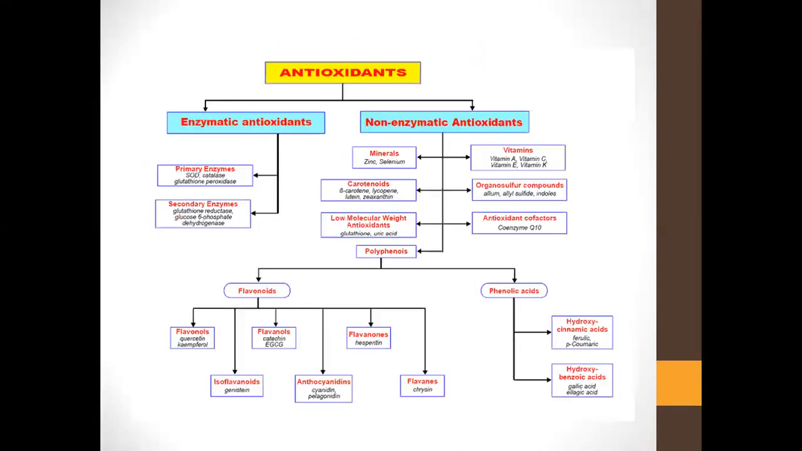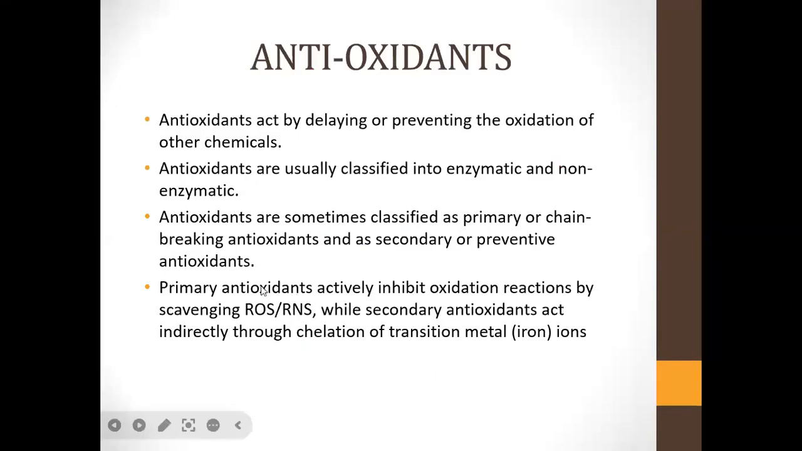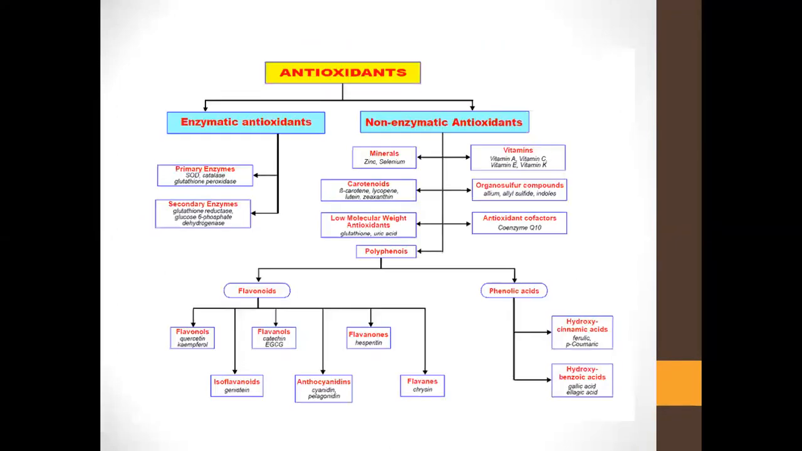This table is very important. This is the general classification of antioxidants. Look here. Antioxidants are classified into enzymatic antioxidants and non-enzymatic antioxidants. Enzymatic antioxidants are further classified into primary enzymes and secondary enzymes. Primary enzymes are the chain breakers, while secondary enzymes are the preventers. Secondary enzymes include glutathione reductase and glucose 6 phosphate dehydrogenase, which is a rate limiting enzyme in those pathways. Whereas primary enzymes include superoxide dismutase, catalase, and glutathione peroxidase. These are the chain breakers.